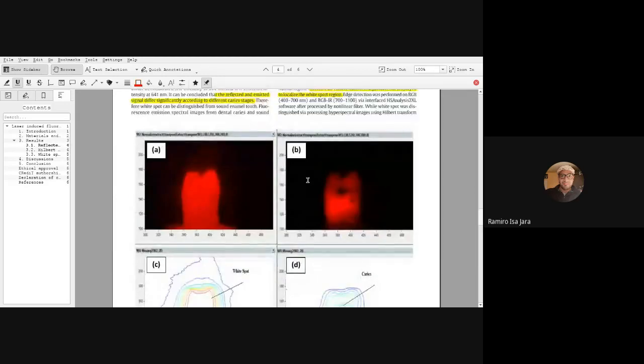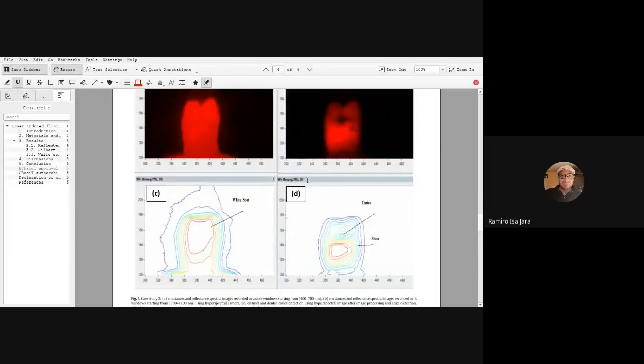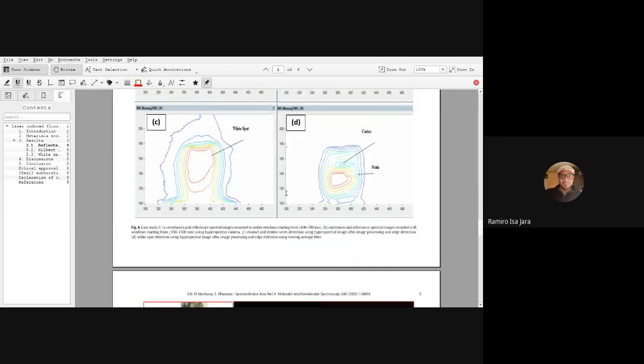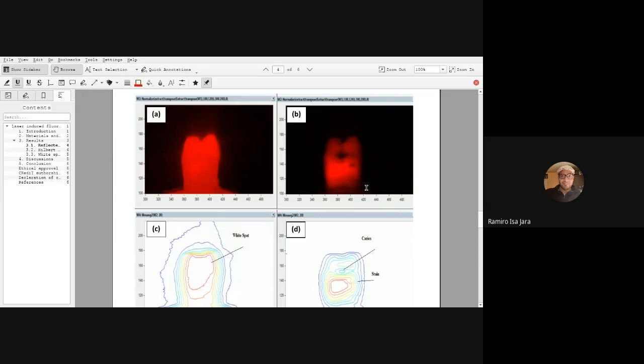Next objective of this research is to avoid the edge detection. So in this case, the signal is compared with your wavelength. For example, the image is representing the reflection of the laser signal. In this image, white spots are represented with a big area, and the caries or stain are represented with a low area from this high spectral image.